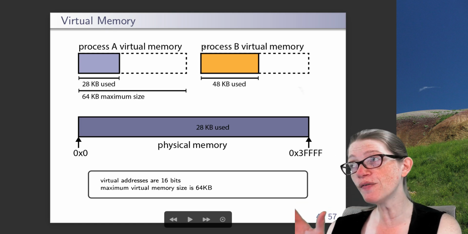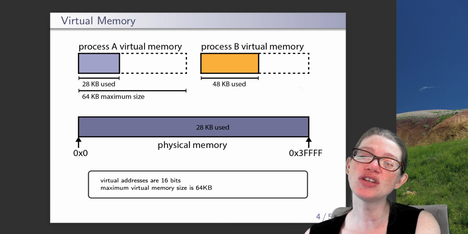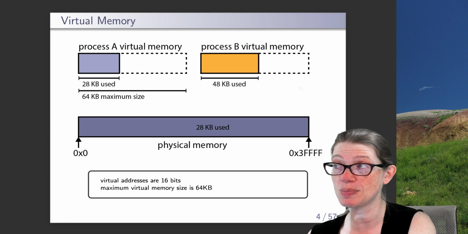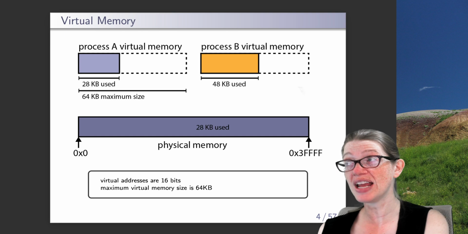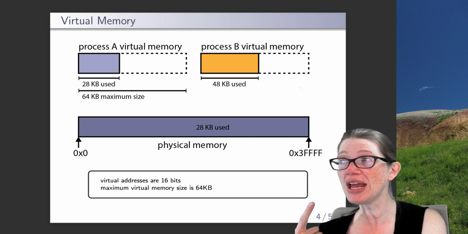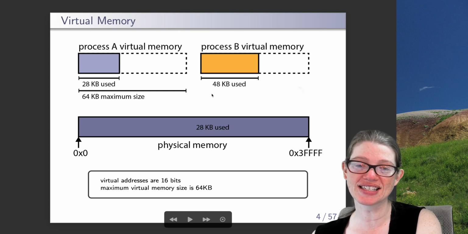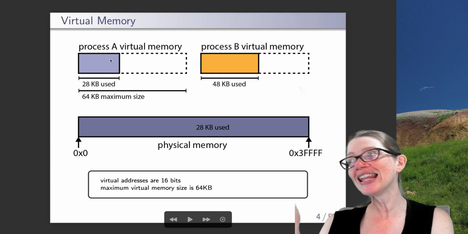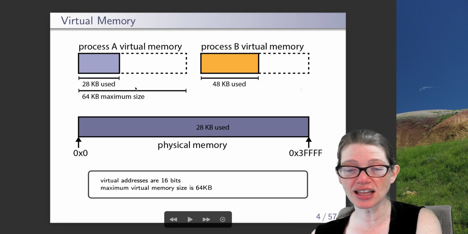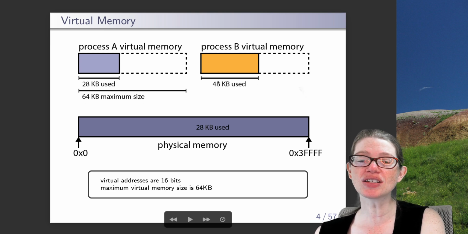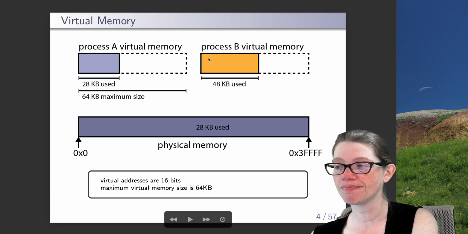Now, the size of virtual memory is not the size of the address space. A process does not have to use the entire amount of virtual memory for its address space. It can use a smaller region if it wants to, or it can use the whole region. It's really up to how virtual memory is implemented and what the process is actually doing. So in our first example, we have processes A and B that are using less than the total amount of virtual memory available. A is going to use 28 kilobytes of the 64, and B is going to use 48 of the 64. Okay? That's not too bad.